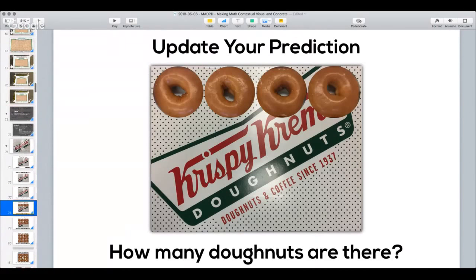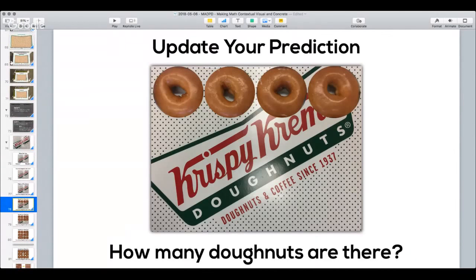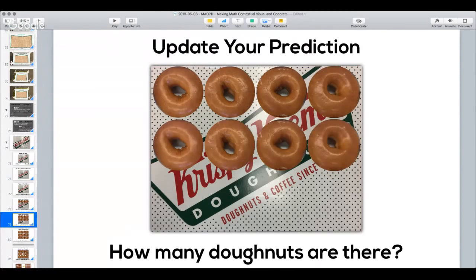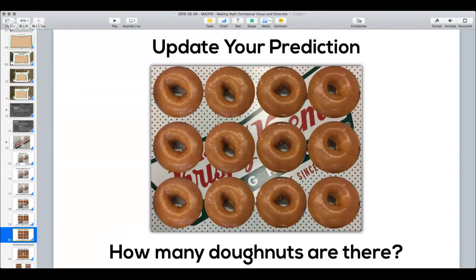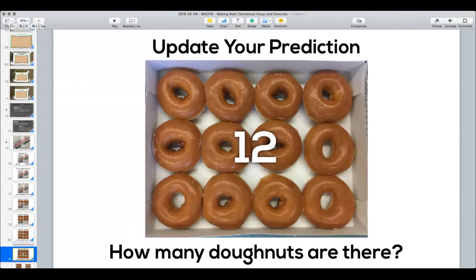They can still make predictions. They might say all kinds of crazy numbers because they're very young. But if we give them the opportunity and we give them visuals to work with to help them build their spatial reasoning skills, they can do things like this and they can update their prediction. How about now? How many donuts do you see now? I see 8 donuts. Okay, so how many do you think there are in the entire box then? And then hopefully we can help them develop those skills.